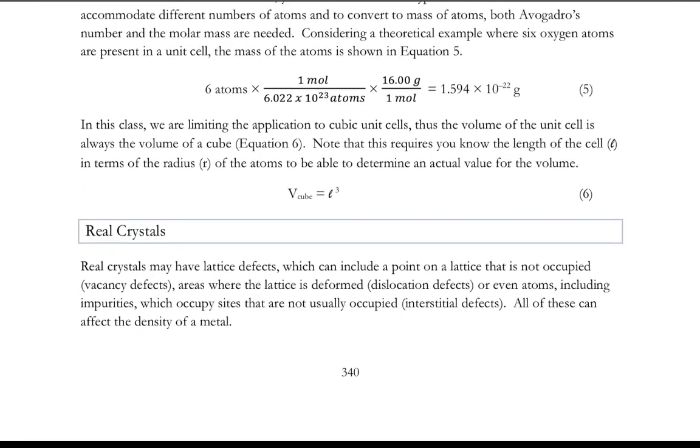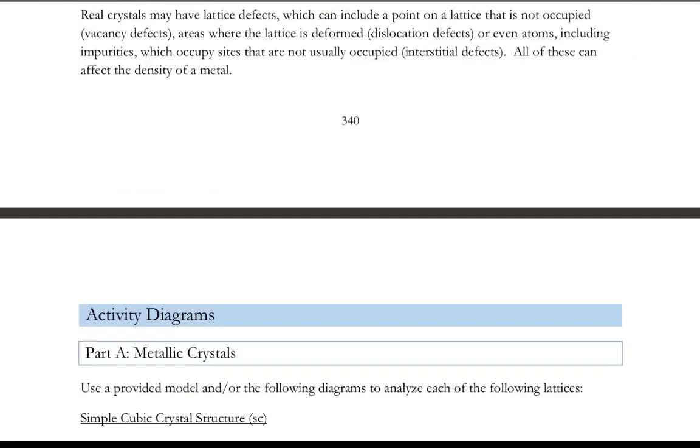Real crystals. There is a question that alludes to real crystals, so refer to this paragraph here. Real crystals have lattice defects, which can include a point in a lattice that is not occupied. That's a vacancy defect. They can include areas where the lattice is deformed, a dislocation defect, or even atoms, including impurities, which occupy sites that are not usually occupied. Those are called interstitial defects. All of these can affect the density of a metal, that is the experimental density.